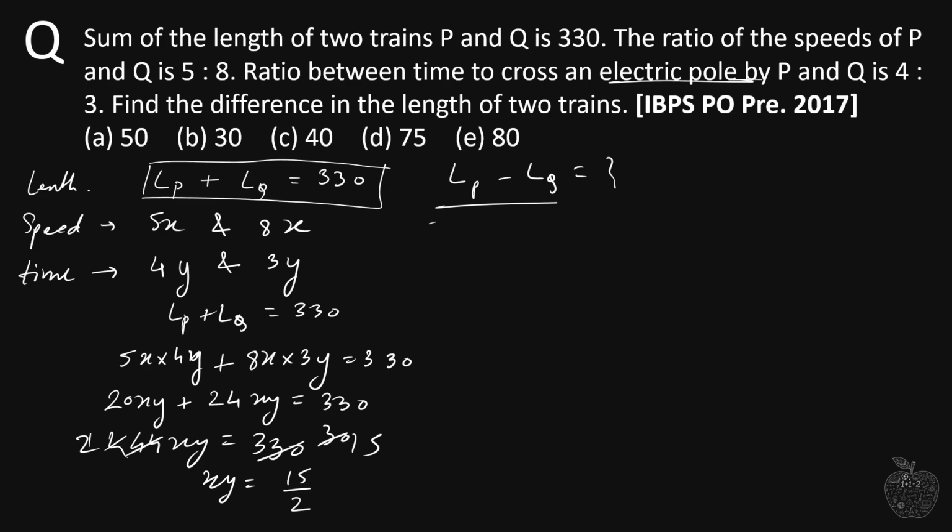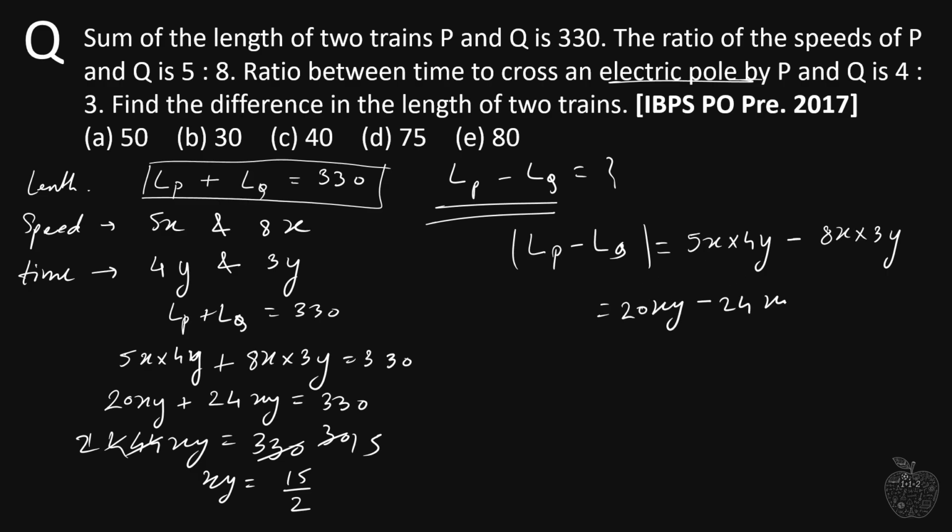Now we have to find out LP minus LQ. I'll take the mod because lengths can never be negative. LP is equal to distance, 5x into 4y, minus LQ, 8x into 3y. So we get 20xy minus 24xy, which is minus 4xy, and we know that xy is equal to 15/2. So we get minus 4 into 15/2, and we get minus 30.